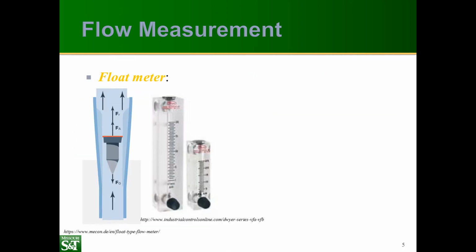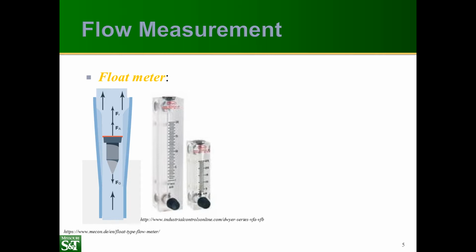Float meters are a very basic flow measurement device. You have a weight with a particularly designed shape inside of a chamber where the area slowly gets bigger and bigger as you move up. And so what happens is, as the area gets bigger and bigger, the velocity gets smaller and smaller.